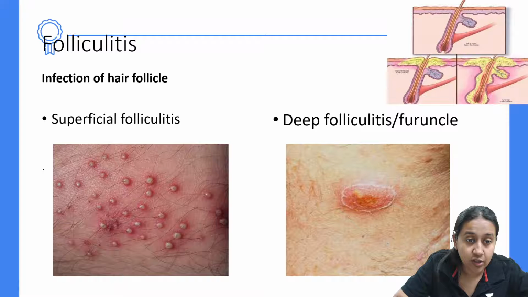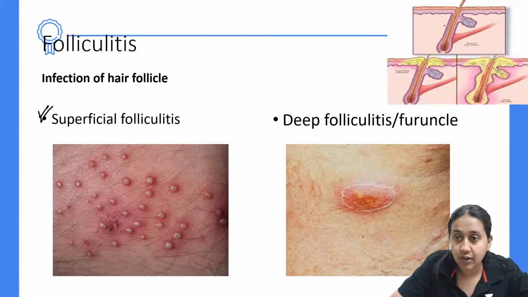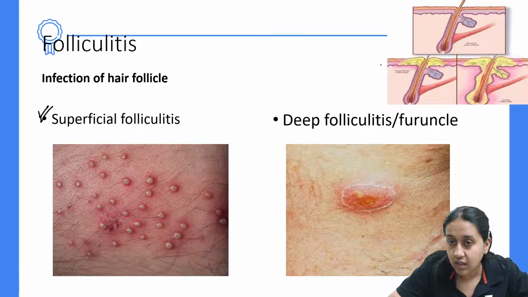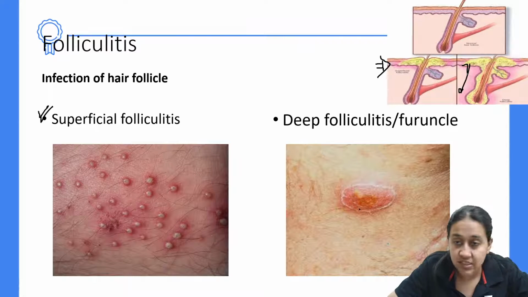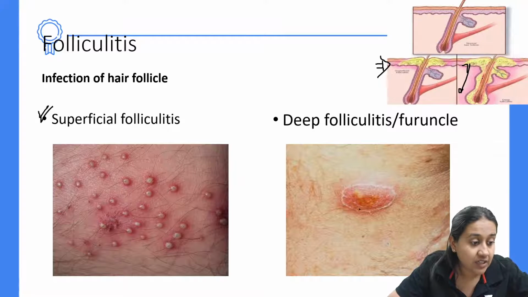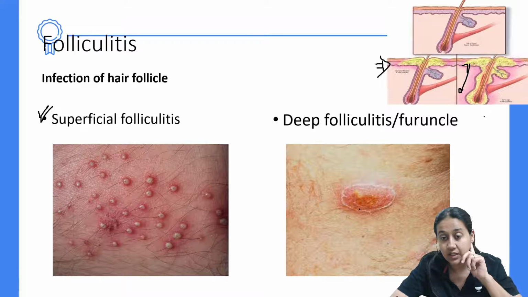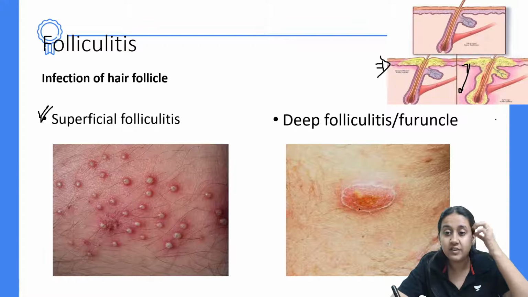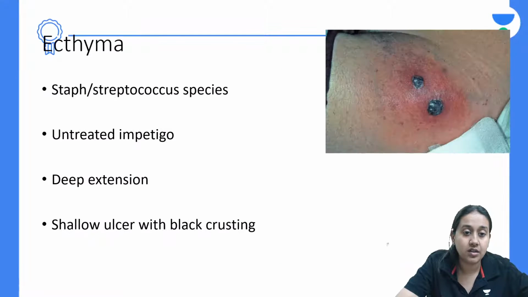We have two types of folliculitis. One is superficial, where only the upper part of the hair follicle is affected, and the other is deep folliculitis, where the whole thickness of the follicle is affected. If the follicle is affected in its whole thickness and there is additionally involvement of the surrounding skin, it is known as a furuncle.